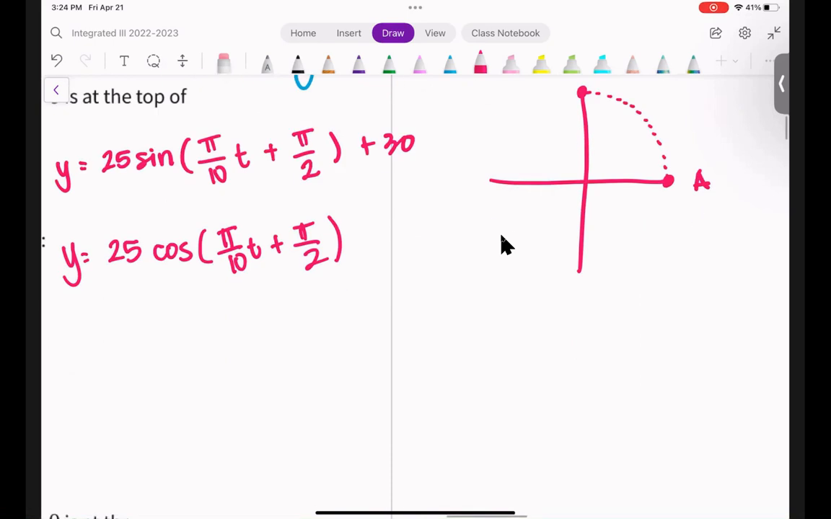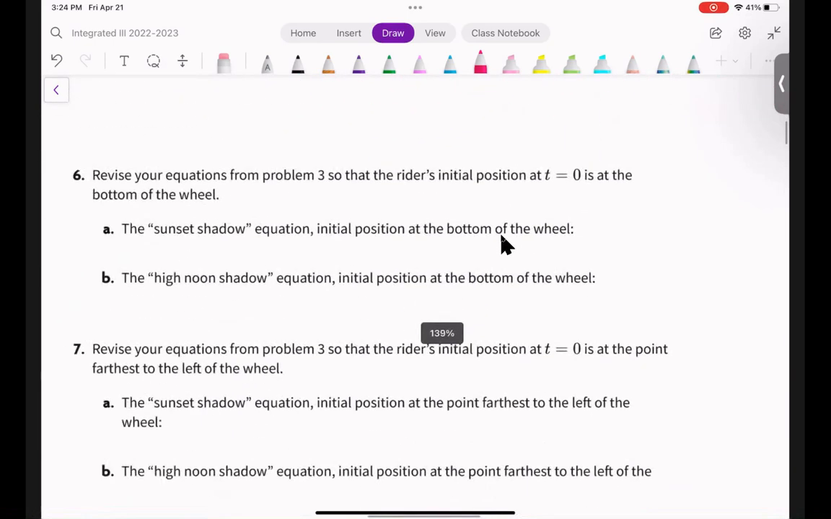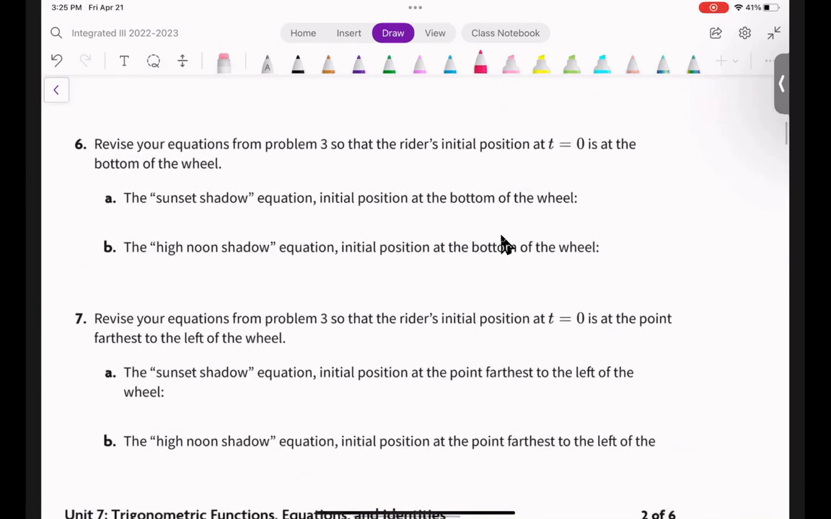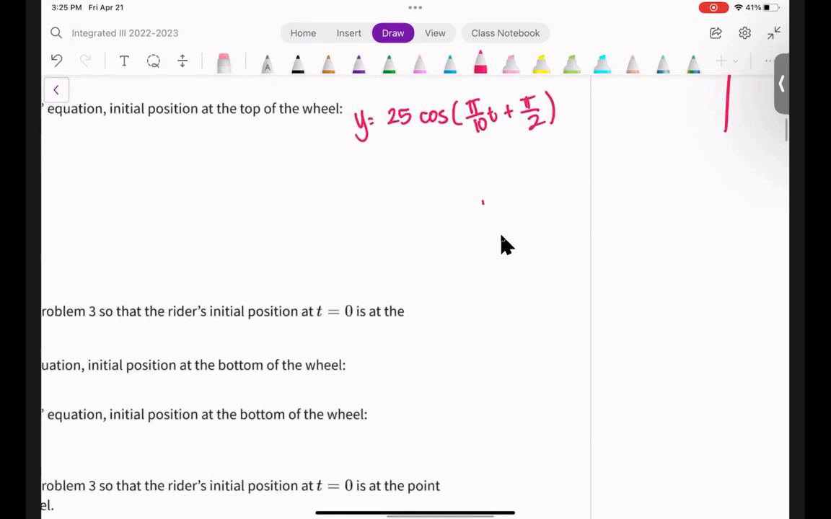Okay. So let's continue. So now they say, revise your equation again so that the rider's initial position at t equals 0 is at the bottom of the wheel. Wait, bottom of the wheel. So please remember that the bottom of the wheel is this guy right here. Now, what angle is this guy right here? What angle is that? And hopefully you guys said 3 pi over 2, because then you're right.